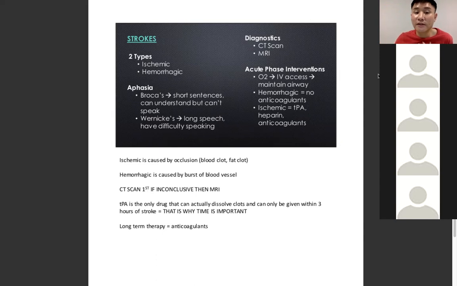So this patient will have aphasia. Broca means short sentences: they can understand but can't speak. Wernicke is long speech but with difficulty making sense. How do we diagnose? When we assess the patient and they show signs and symptoms of FAST, the first thing we have to do before any treatment is a CT scan of the brain. The CT scan will show us whether it is an ischemic stroke or a hemorrhagic stroke, and then we can move on to the treatment.